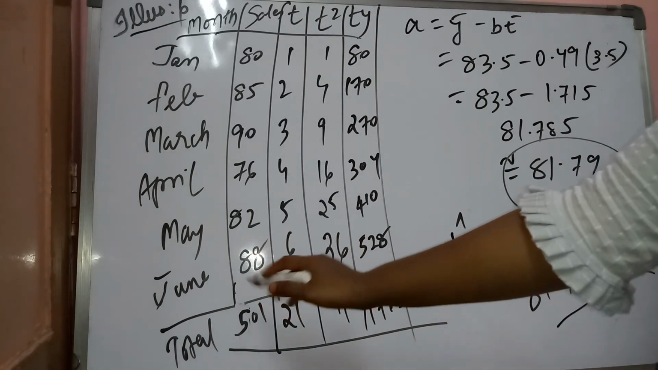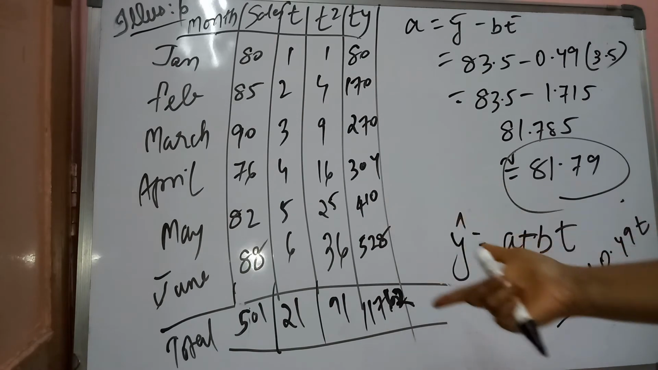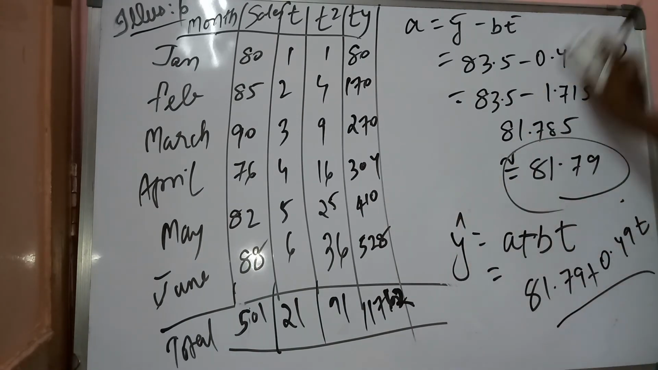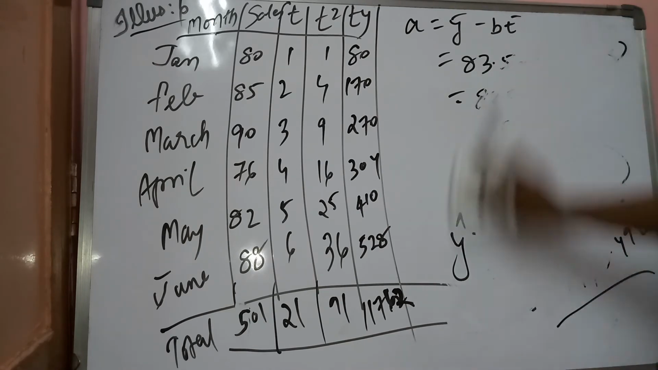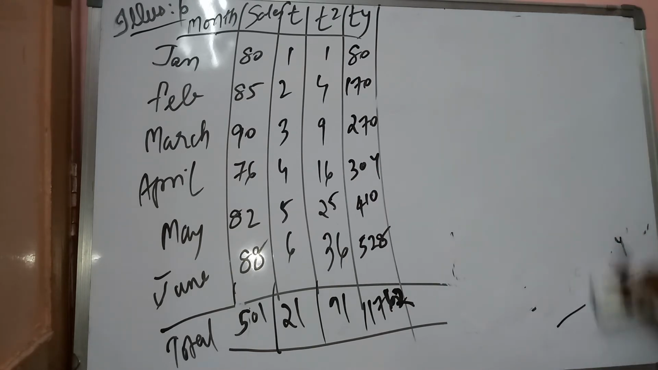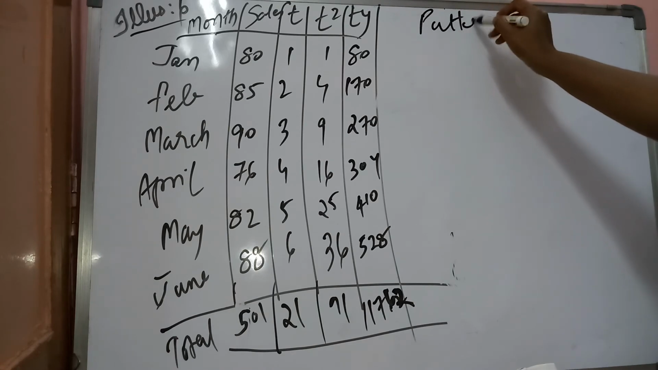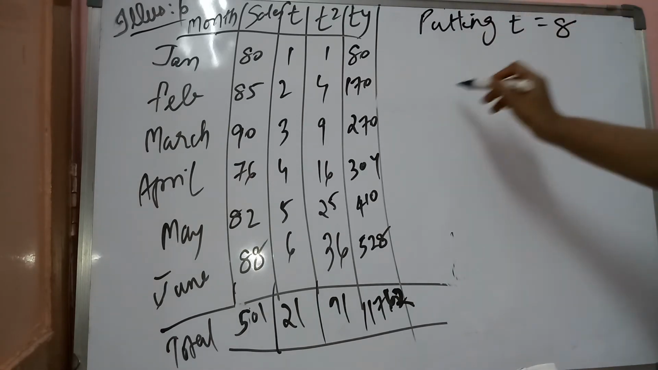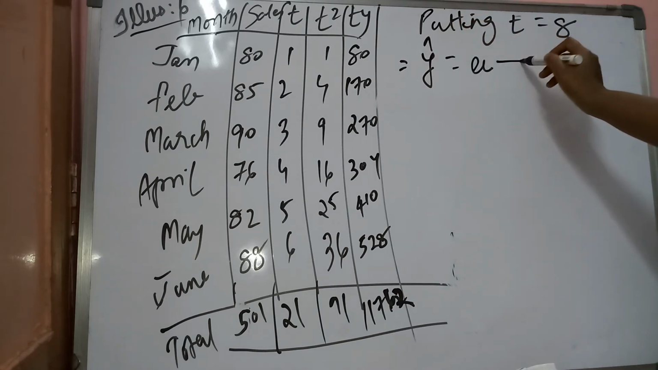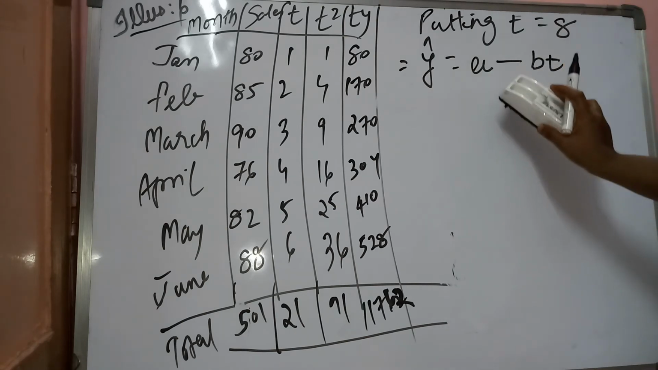So after June we are having July, August. So after 6 we are having 7, 8. So the value of T is equal to 8. Why 8? We have to find the trend for the August month. So for August our time is 8, right? So putting T value equal to 8, our Y cap is A plus B T.